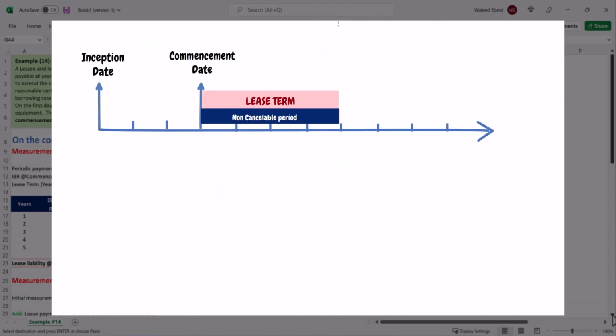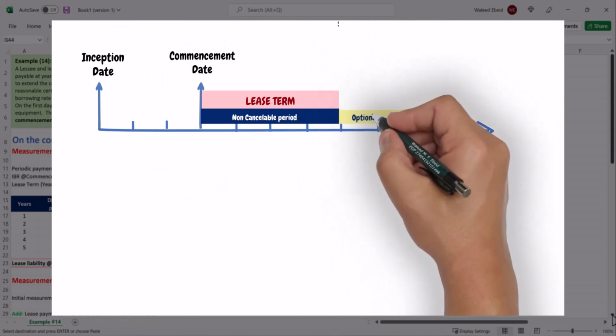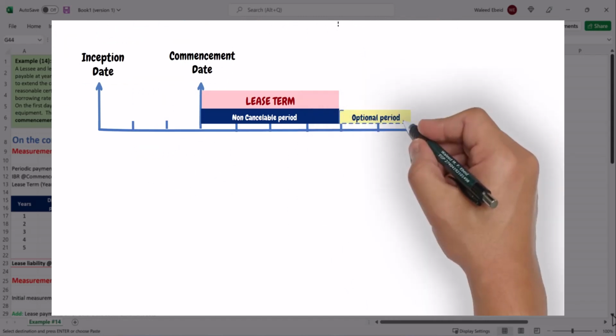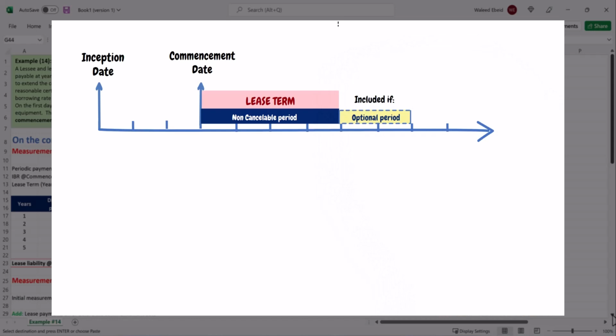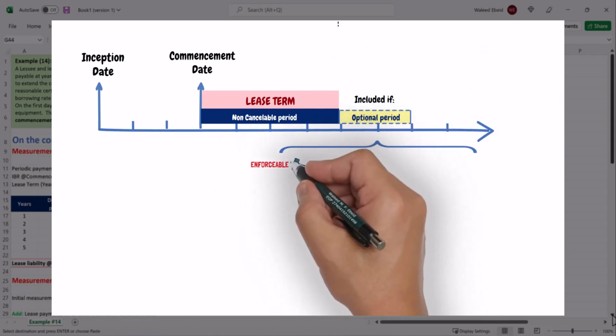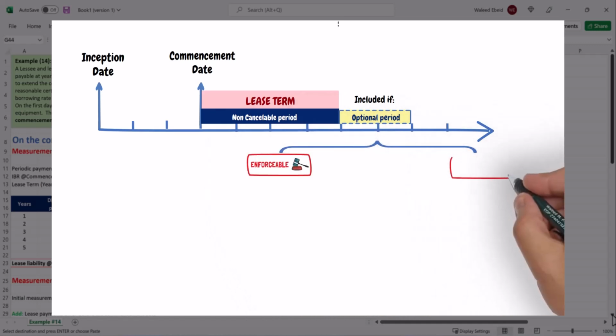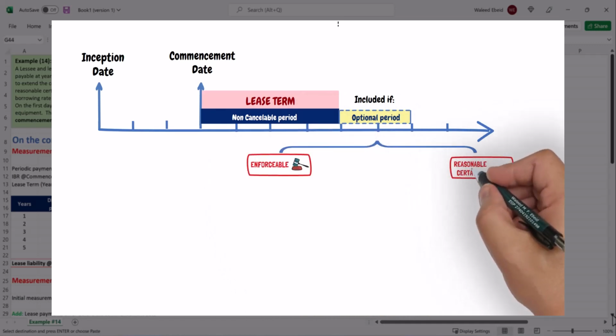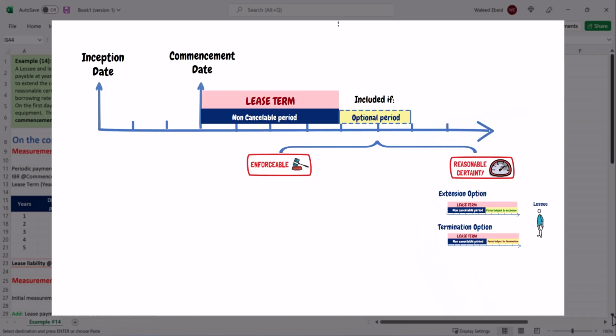As we explained in section 4 about the determination of the lease term, the optional period is included in the lease term if 2 conditions are met. First, the lease should be enforceable during the optional period, and second, there should be a reasonable certainty that the lessee will exercise the lease extension option, or not exercise the lease termination option.